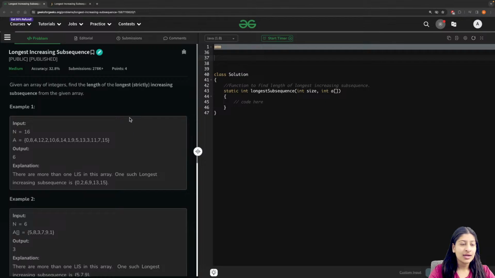Okay, so let me explain what this question asks us to do. You are given an array of integers. Find the length of the strictly increasing subsequence which is the longest. I'll tell you what we actually need. Let me just take this test case and then I'll explain.